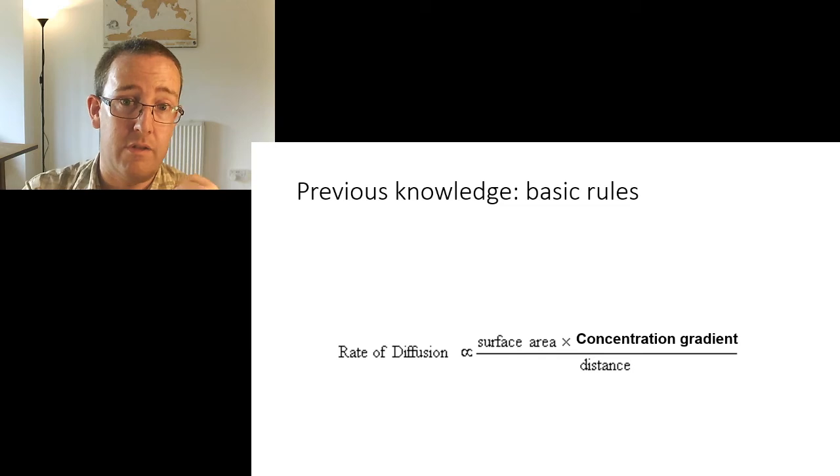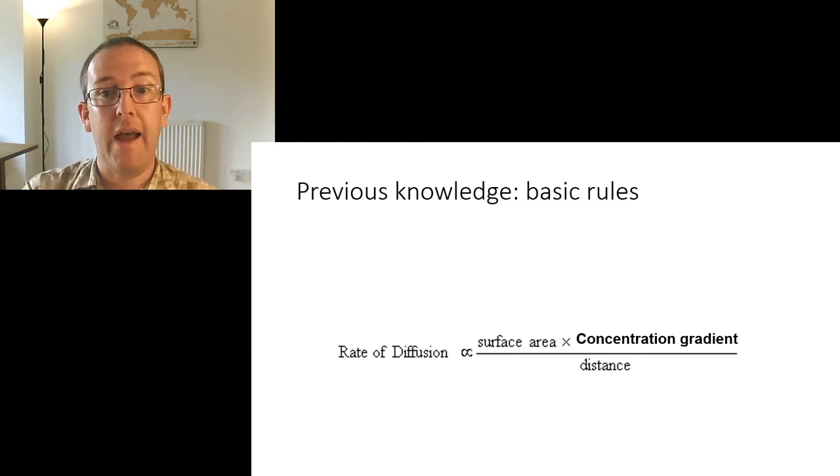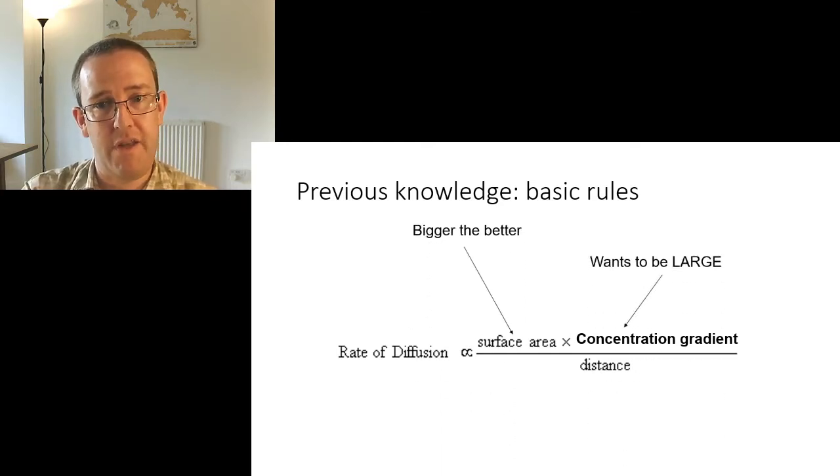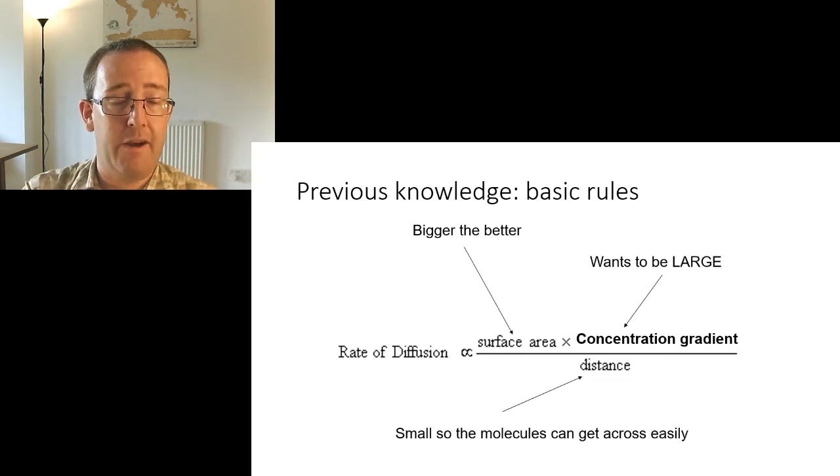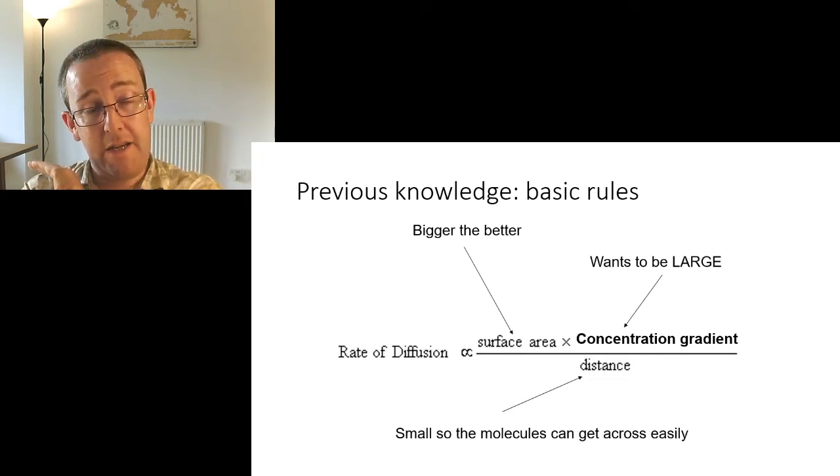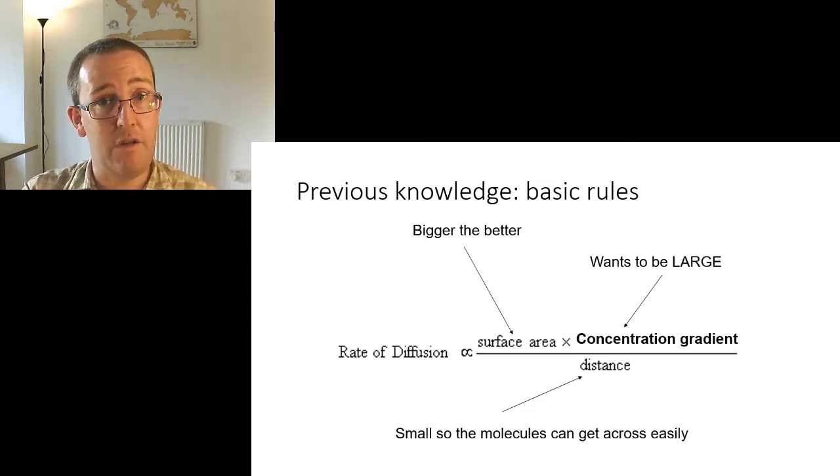So the bigger the surface area and the bigger the concentration gradient, the better, and we want a small diffusion distance. That one wants to be large, this one small, so the molecules can get across easily. And that applies across all of the gas exchange and food exchange and material exchange surfaces you are going to learn about at AS level.